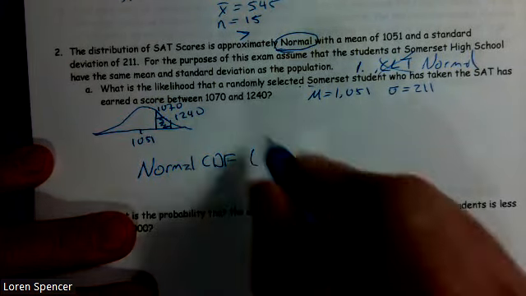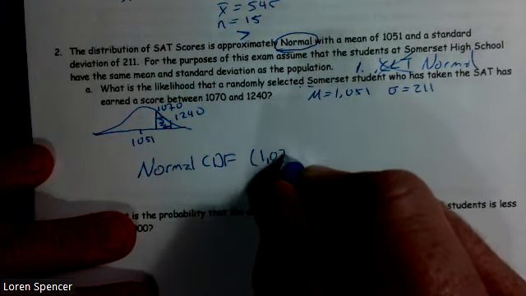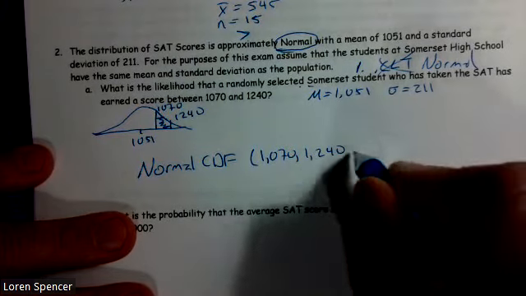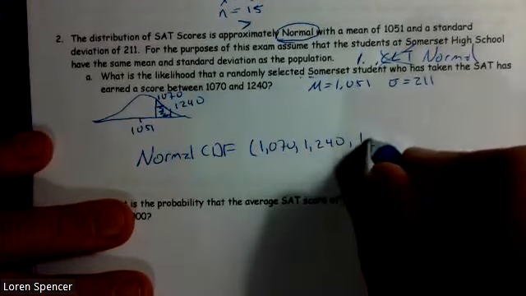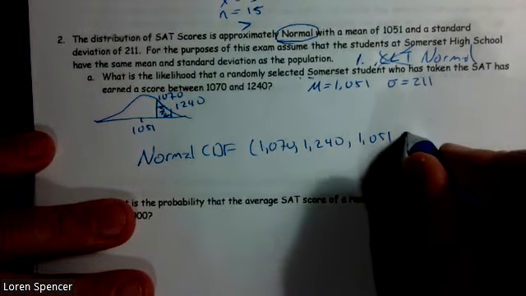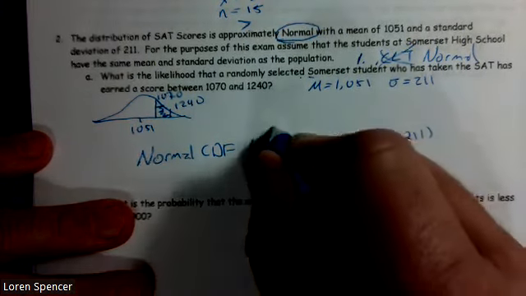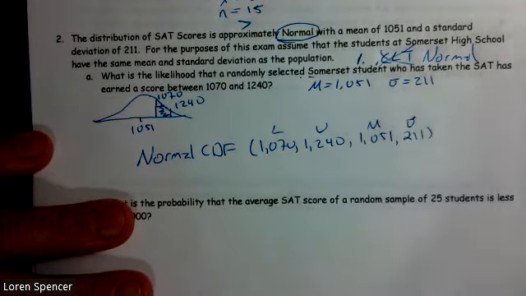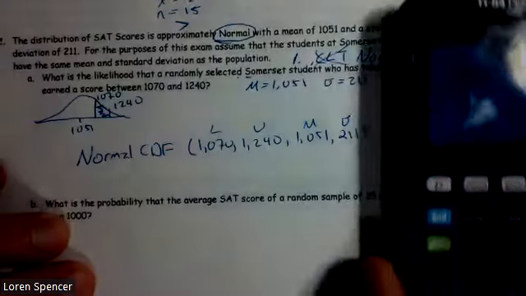Our lower bound is the lower part of our shading, 1070, and 1240 for the upper, with a mean of 1051 and a standard deviation of 211. Lower, upper, mean, standard deviation. So we're going to go ahead and go to the calculator.